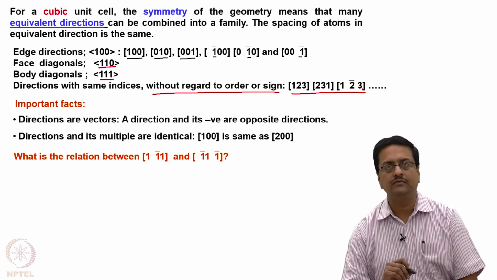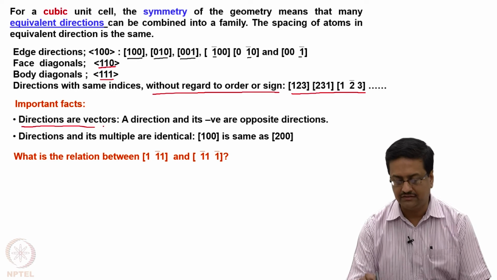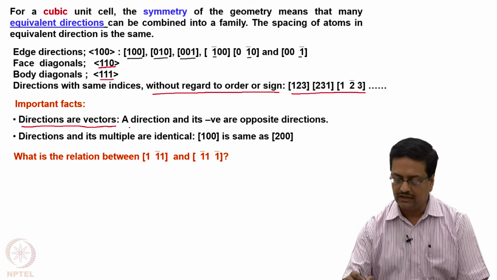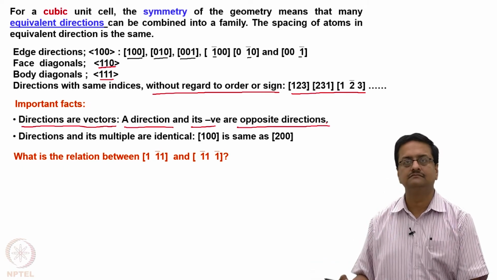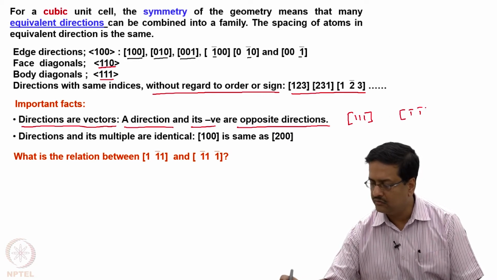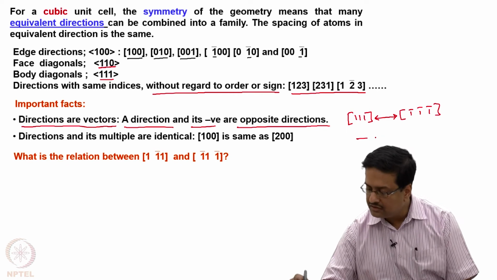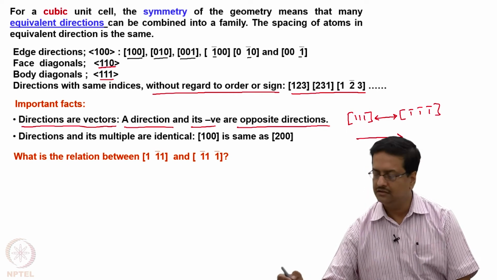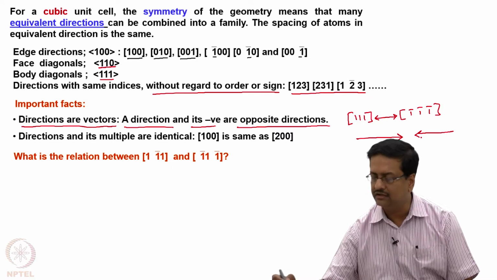What are two things to be remembered? Directions are vectors. So, a direction and its negative are opposite directions. That means, if we write 1 1 1 and if we write 1 bar, 1 bar, 1 bar, these two are opposite directions. If 1 1 1 means a direction left to right, a direction 1 bar 1 bar 1 bar would mean right to left.